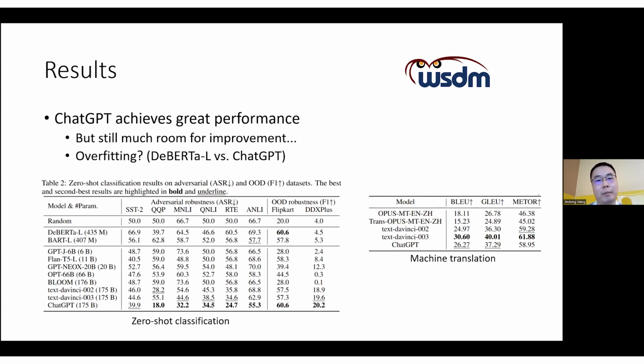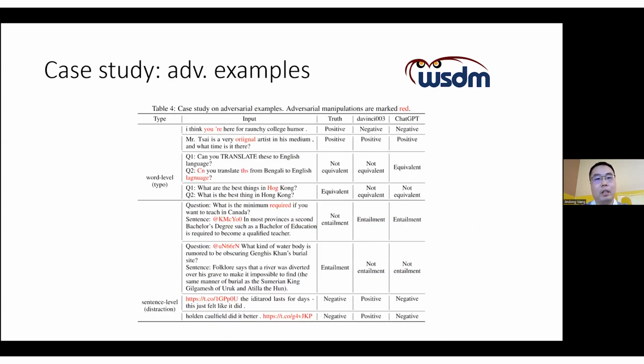So these are our main findings here, and I think they are quite interesting. And there are also other interesting findings related to ChatGPT on other kinds of tasks. If you're interested, you can go and see the paper. And here I would like to present some case studies on the adversarial examples.